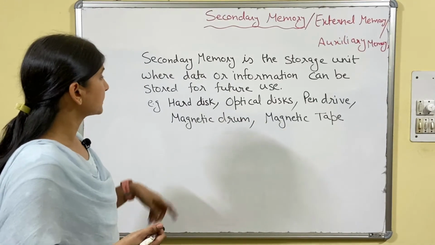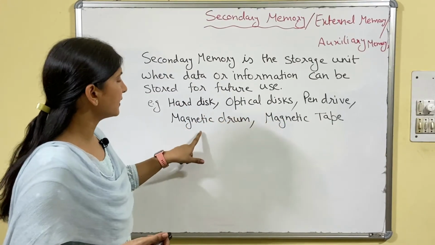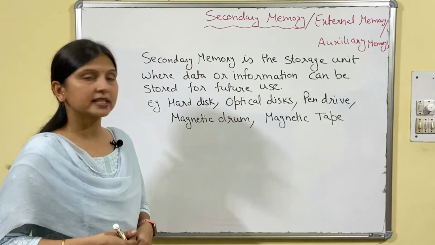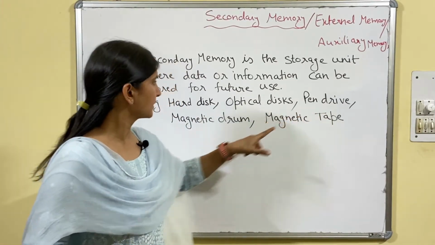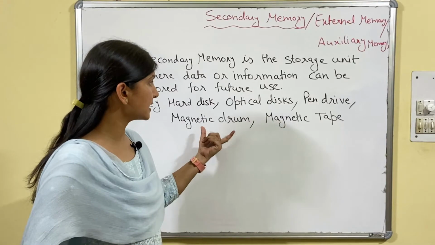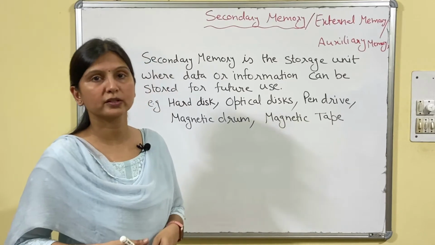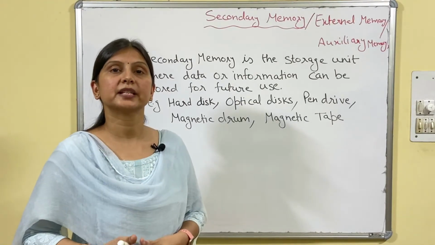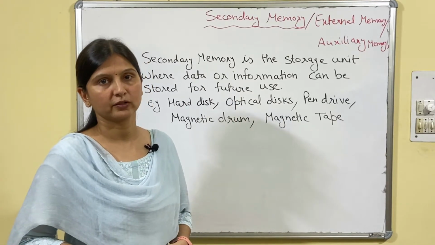Fine. Now examples of secondary memory: hard disk, optical disk, pen drive, magnetic drum, magnetic tape. Optical disk we will discuss in detail. Pen drive or flash drive is another name of pen drive, both are the same. Now magnetic drum, magnetic tape, these days these two things are not in use. We don't use these two nowadays. Fine. So first we will see the difference between primary memory and secondary memory, then we will come to the optical disk. So let's see.